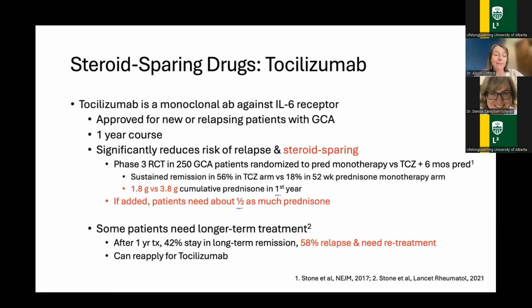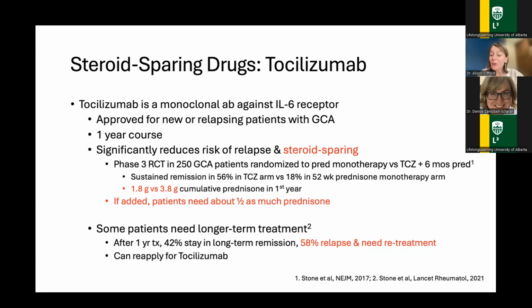Prednisone works, and it works very well, but because of the toxicities, there's a real movement in GCA to try and add early steroid-sparing medications. And really the one we have the best evidence for to date is tocilizumab. Tocilizumab is a monoclonal antibody against the IL-6 receptor. Many people would be familiar with it from rheumatoid arthritis, where we've been using it for quite a few years. Tocilizumab is approved for all GCAs by Blue Cross and by most private payer plans.